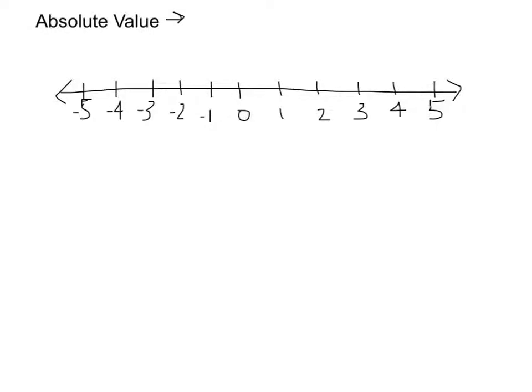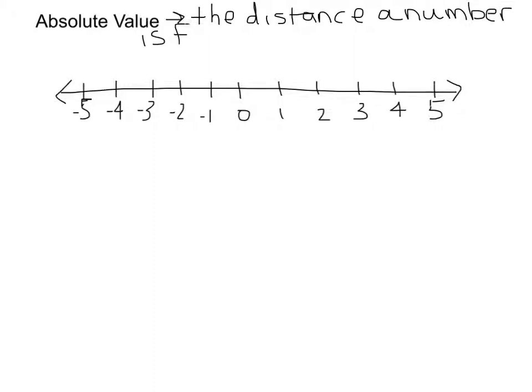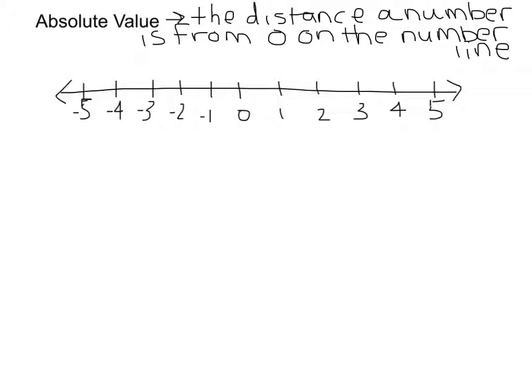Today in class, we learned that the absolute value is the distance that a number is away from 0 on the number line. We looked at some simple examples that we will do again right now.